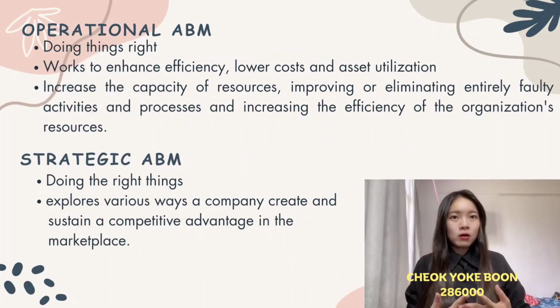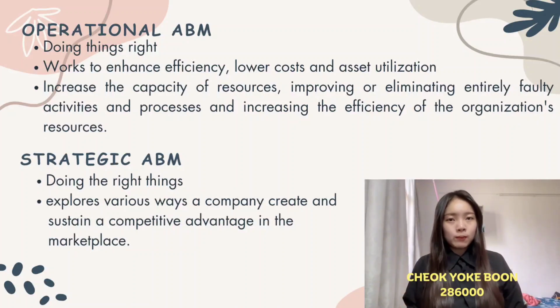Firstly, we will discuss operational ABM. Operational ABM is about performing activities more efficiently, which is doing things right. The activities included in operational ABM are activity management, business process re-engineering, total quality, and performance measurement. Operational ABM works to enhance efficiency, lower cost, and improve asset utilization. Therefore, it can improve or entirely eliminate faulty activities and processes, increase the capacity of resources, and increase the efficiency of the organization's resources.